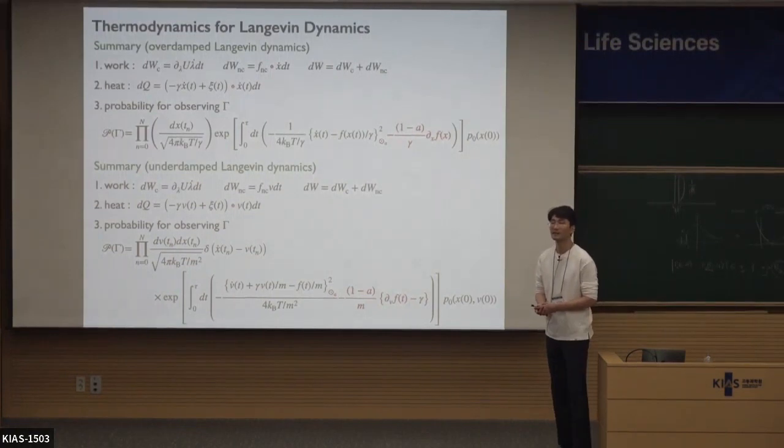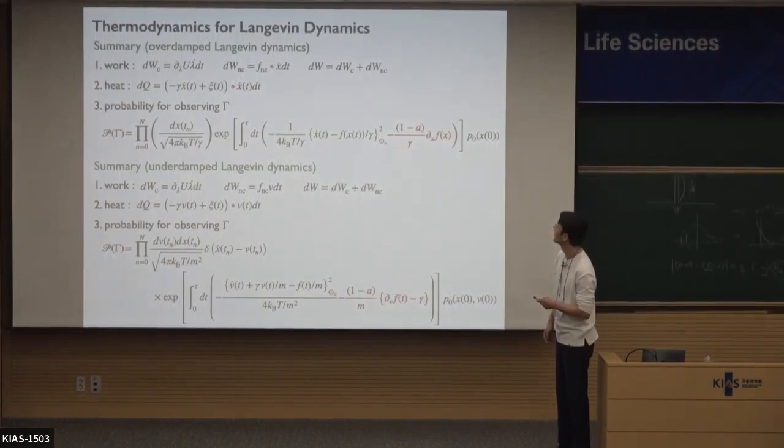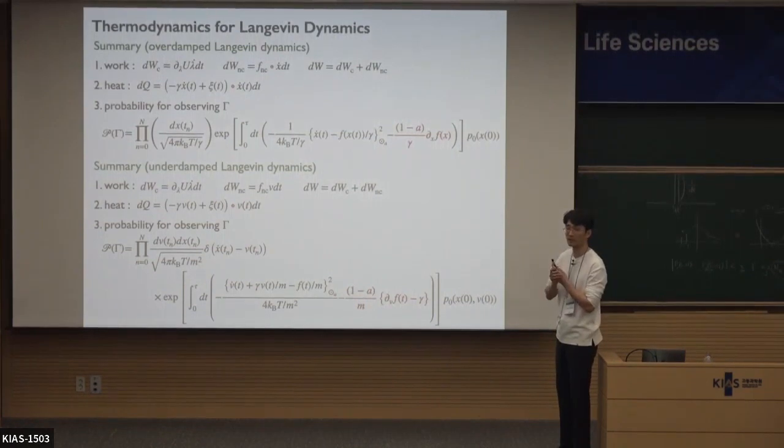In the summary slide, you wrote x dot for dq heat in the overdamped dynamics, but in the underdamped dynamics case, you wrote v. I wonder if x dot and v are strictly different for overdamped and underdamped. In underdamped Langevin dynamics, there is a velocity variable. However, in overdamped Langevin dynamics, there is no velocity variable, because the velocity variable is integrated out. So we have to express it only in terms of the x variable, not v. That's why we use x dot here. I understood. Thank you.